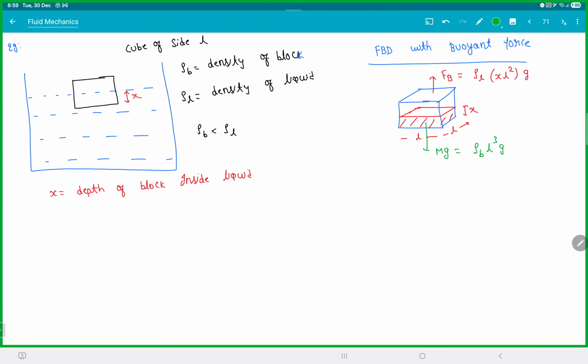That's it. Since it is in equilibrium, both the forces must be equal. Fb is equal to mg. From here, we get rho L x L square g is equal to rho B L cube g. We get x is equal to rho B by rho L into L. That is the depth of the block inside the liquid. All clear with this?